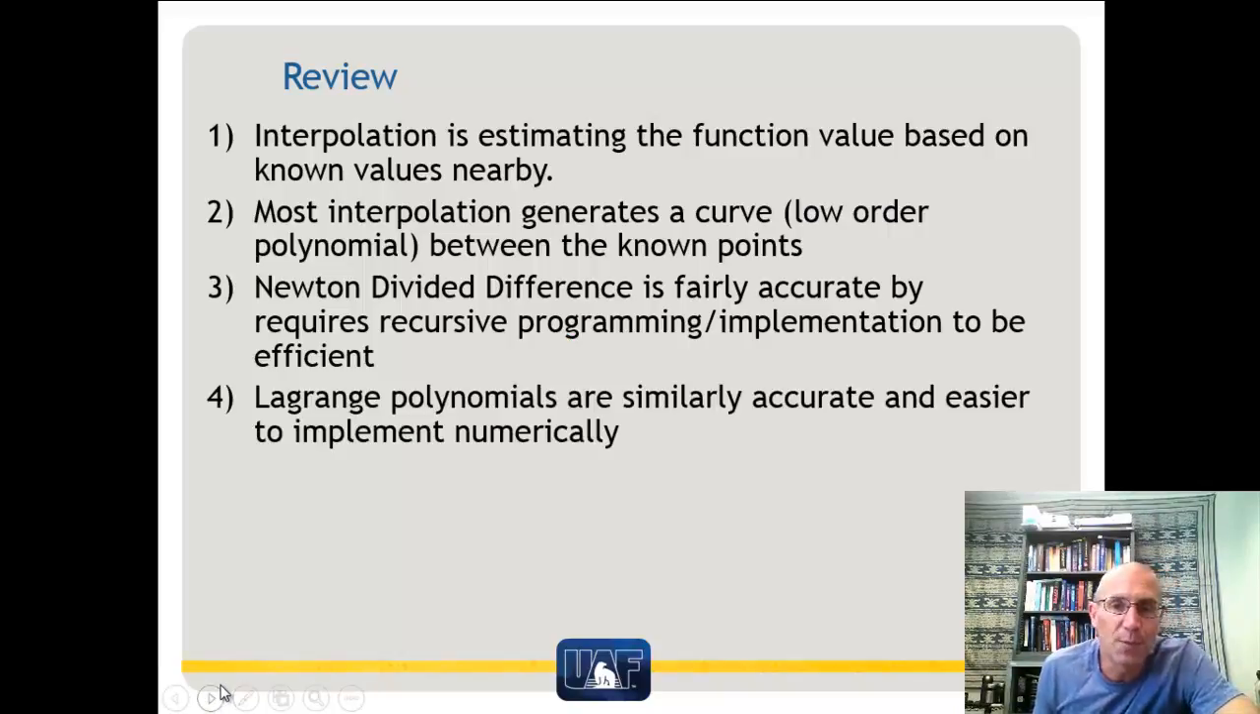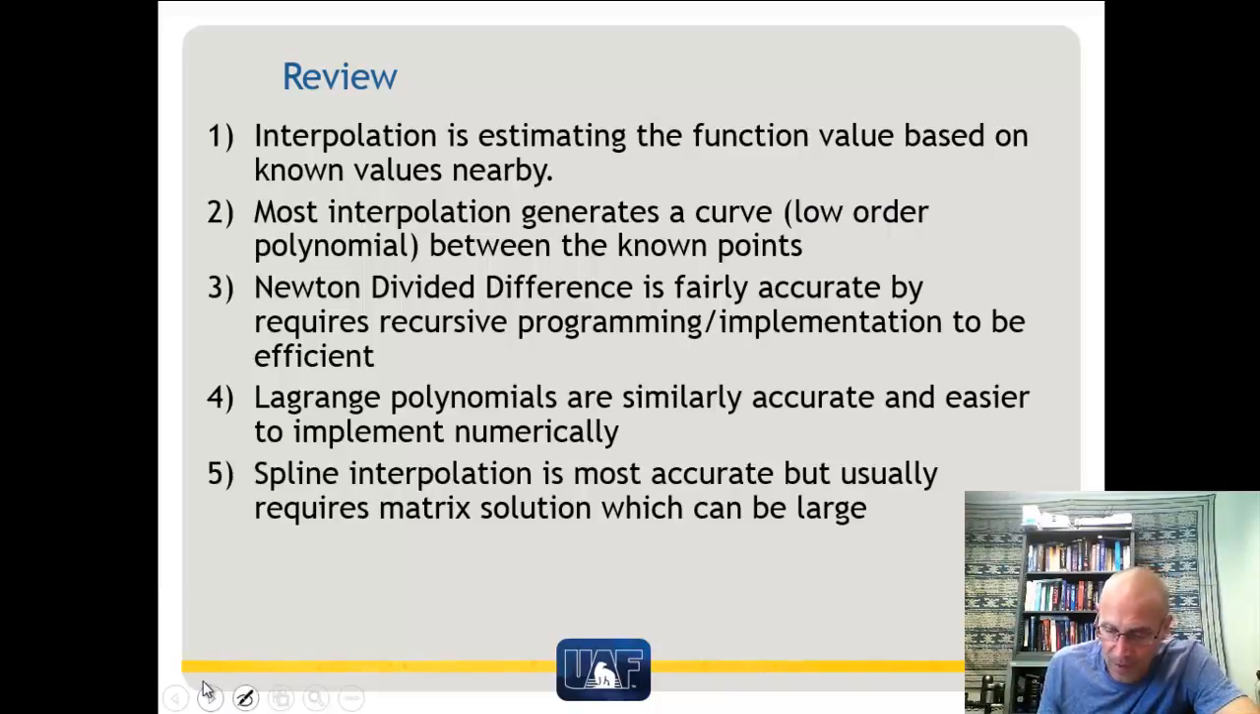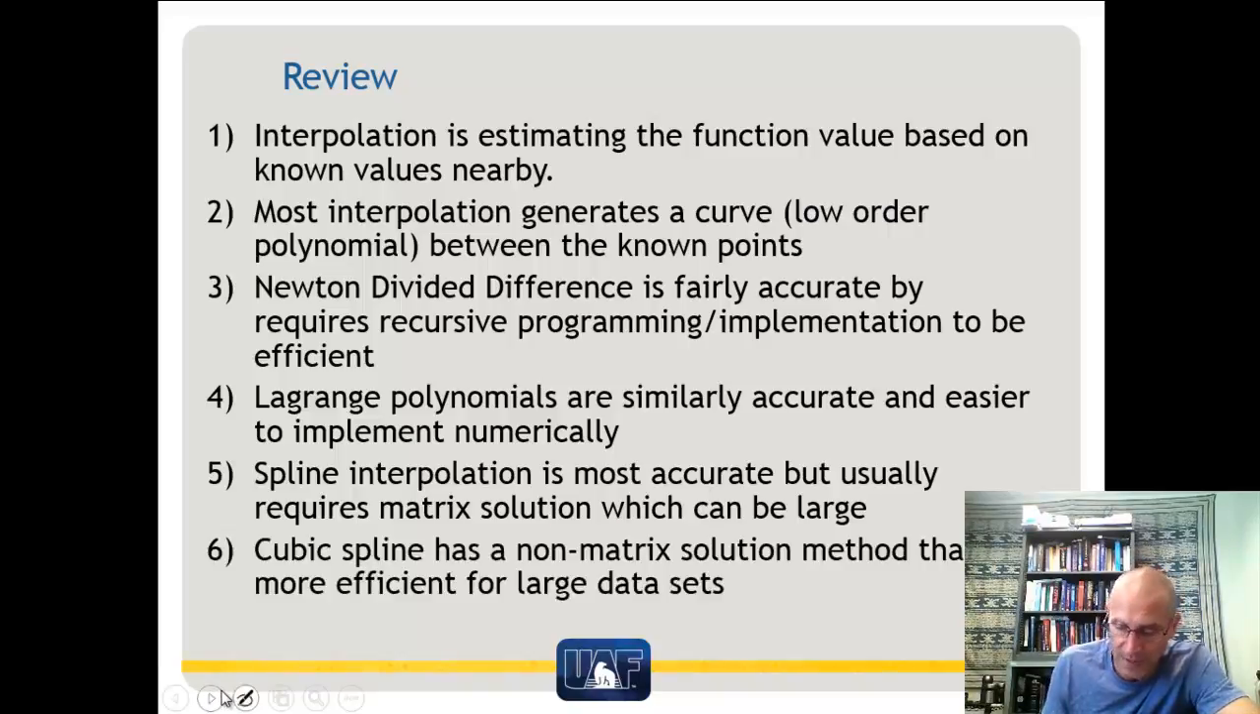We also looked at the Lagrange polynomial. It's similarly accurate to Newton, and a little easier to implement numerically. Then we looked at spline interpolation. It turns out to be the most accurate, but it does require a matrix solution, which can be fairly large if you have lots and lots of data points. And the last thing we looked at was the cubic spline. It has a non-matrix solution where you only have to look at a couple of different points. You're fitting a small spline in there, and it's more efficient when you have really, really large data sets.